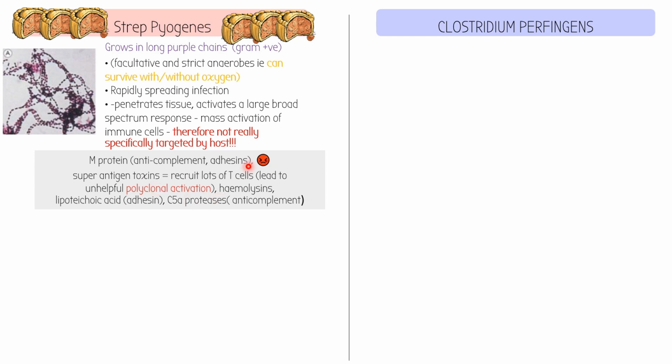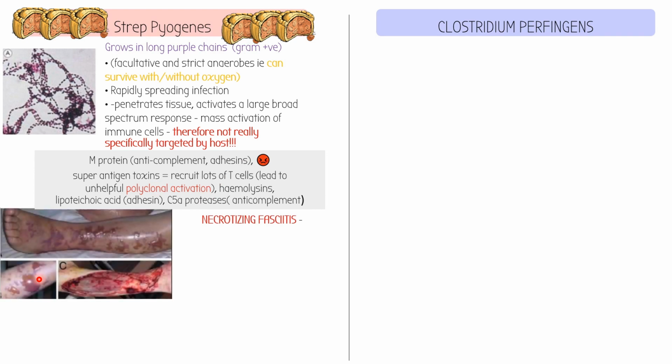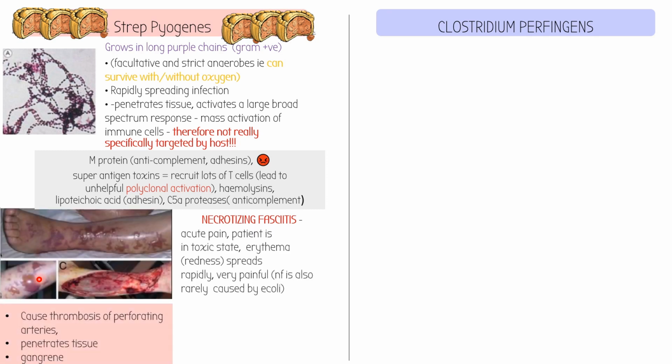We also get hemolysins, which break down blood. We also get lipoteichoic acid and adhesin, which sticks to cells, and C5a proteases, which break down complement. These all lead to the common symptom of necrotizing fasciitis. This is a type of gangrene, which is due to perforating arteries that penetrate the tissue.